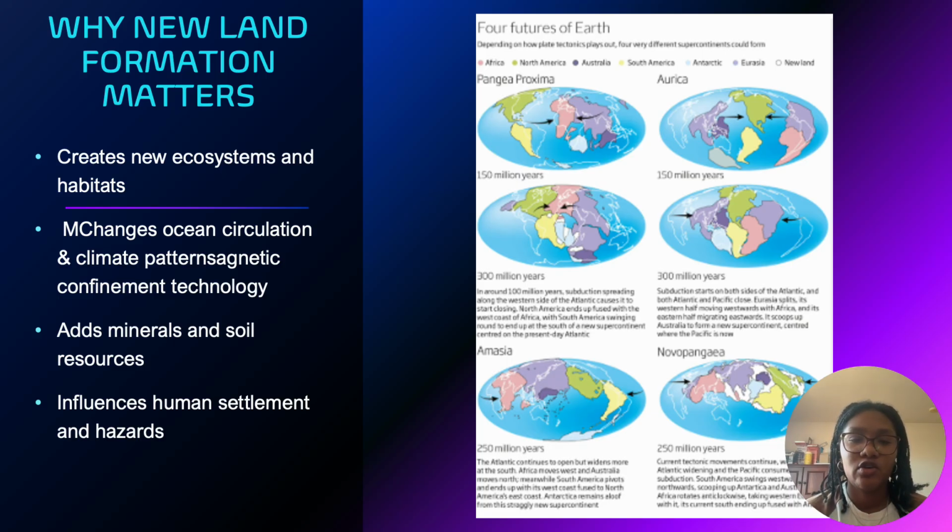The image shows 4 possible ways continents could merge in the future. It highlights why land formation matters. New land creates fresh ecosystems, shifts climate and ocean circulation, and changes where resources and human settlement can exist. As tectonic plates move, the Earth we know today will look completely different in the future. This demonstrates the long-term importance of ongoing land formation.